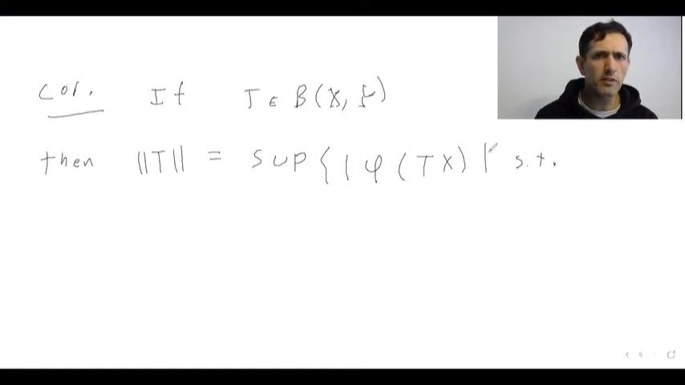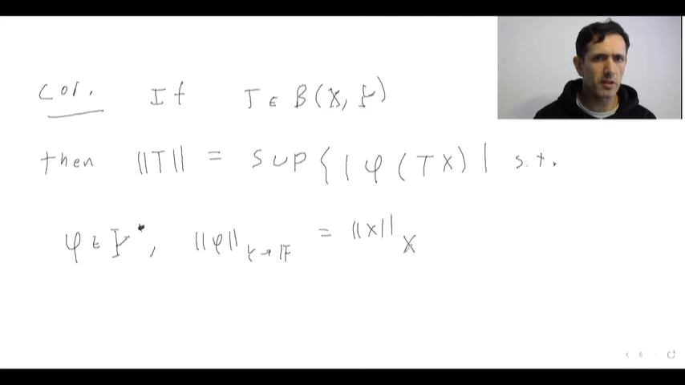Okay, so we're going to look at the sup of all this, where phi is a bounded linear functional on Y. Phi has norm 1. And so does x. And to be clear, this is the norm of x on big X. Yeah, the proof, there's really not a hell of a lot to it. Just the definition and the previous theorem.